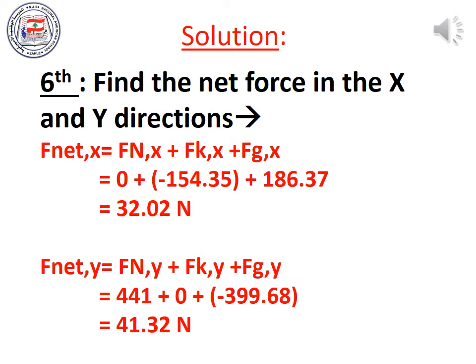In step number 6, we find the net force in the x and the y directions. So we add all the forces in the x direction and we add all the forces in the y direction, as you can see in the solution in front of you. Fnet in the x direction is equal to normal force in the x direction, kinetic friction in the x direction, and the gravitational force in the x direction, and the answer is 32.02 newtons. However, the net force in the y direction is equal to the y components of all the three forces, the y component of Fn, the y component of kinetic friction, and the y component of the gravitational force. And the answer is 41.32 newtons.